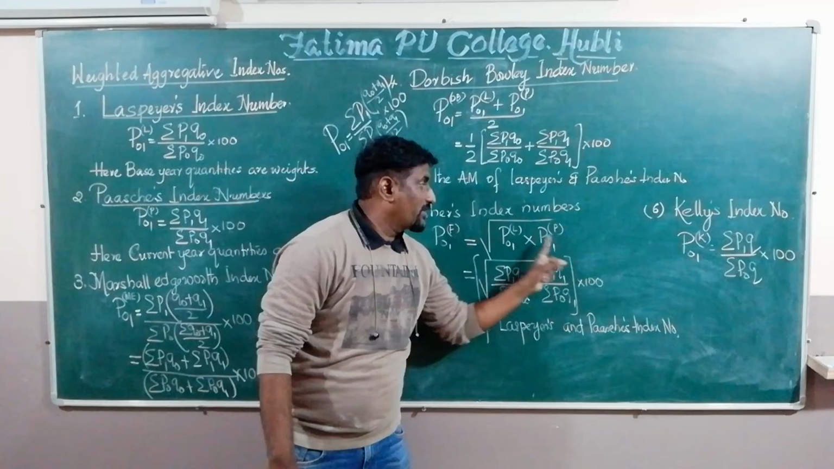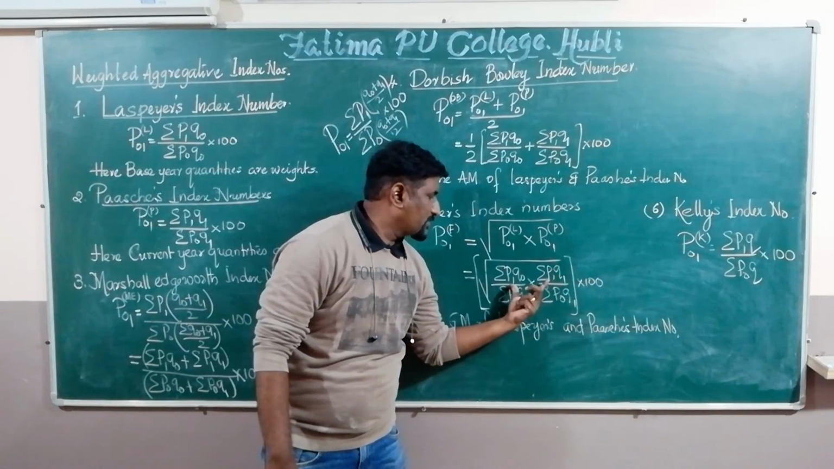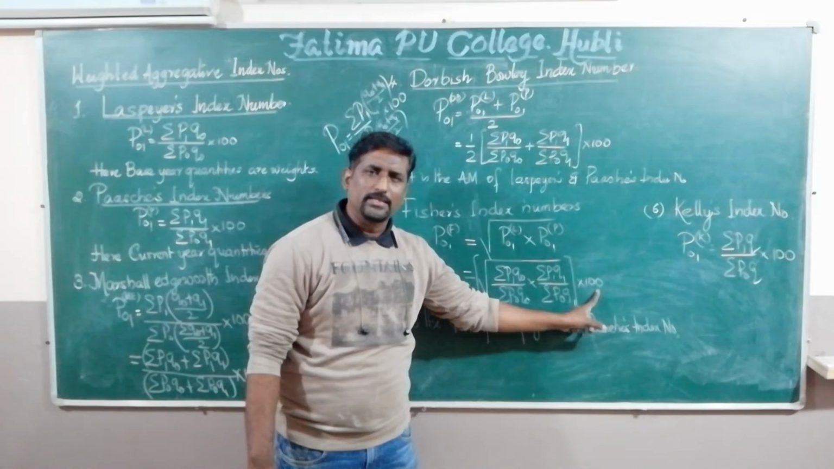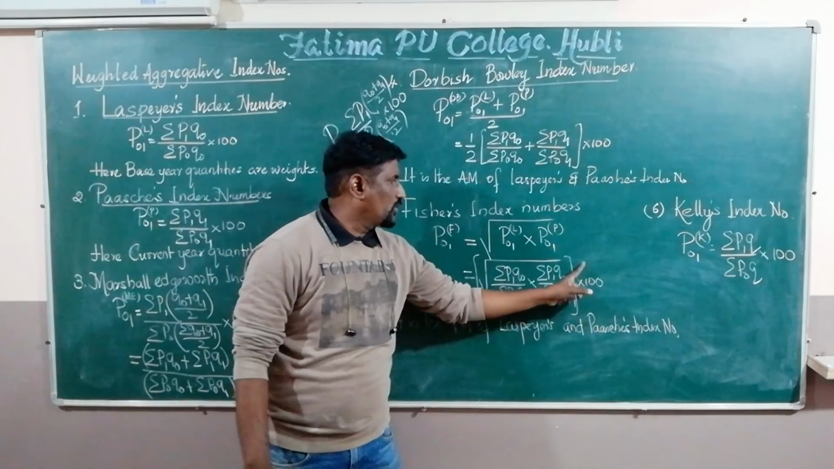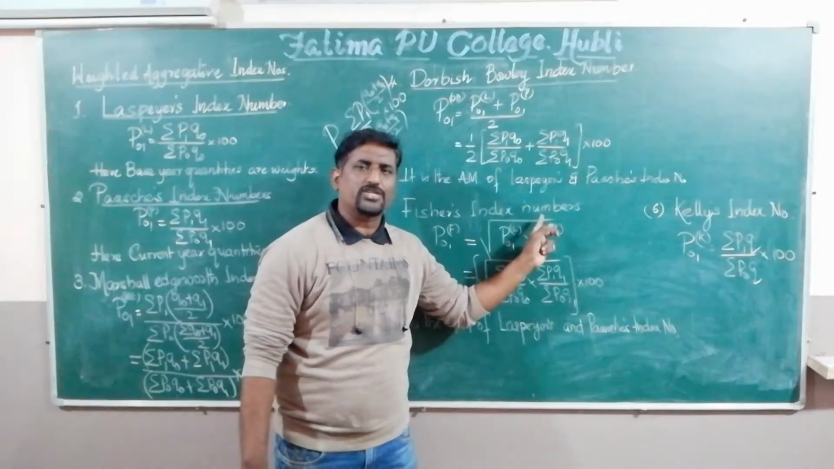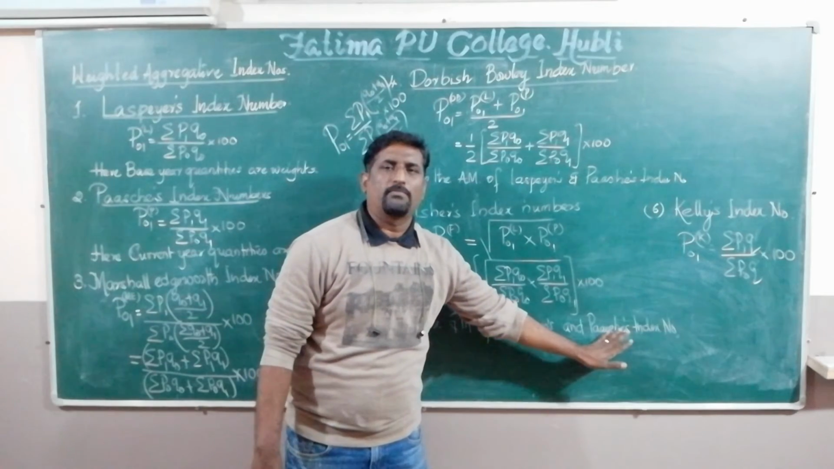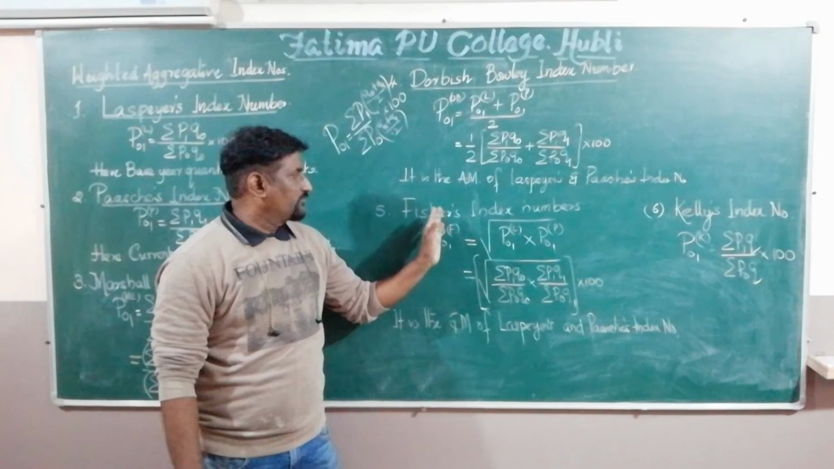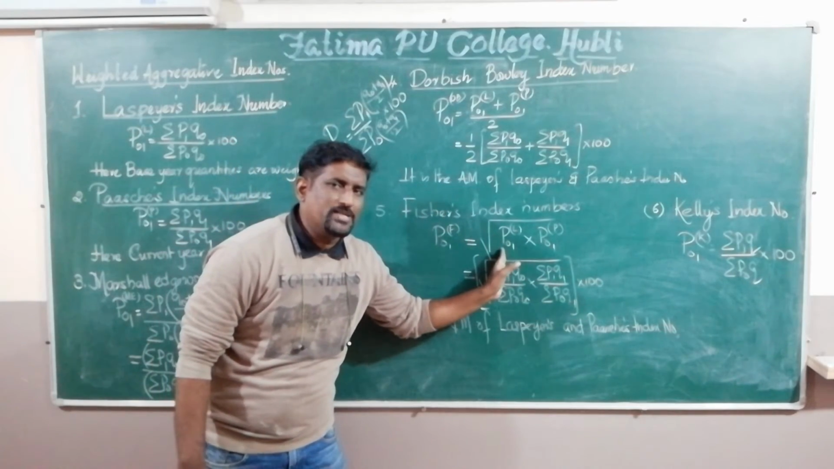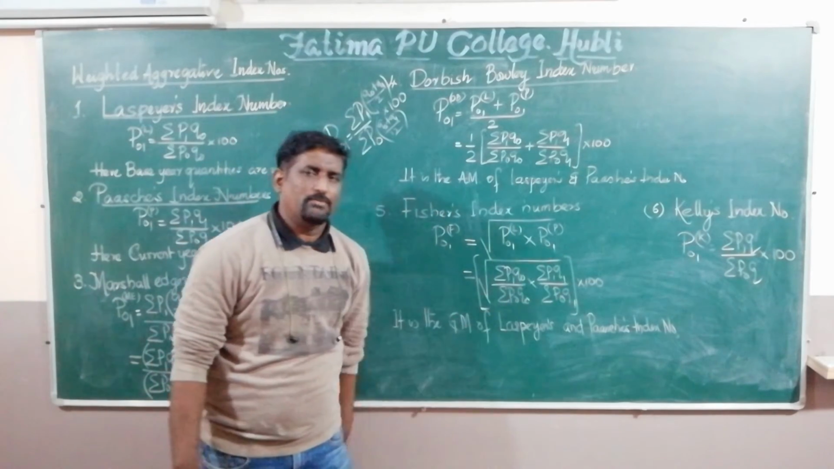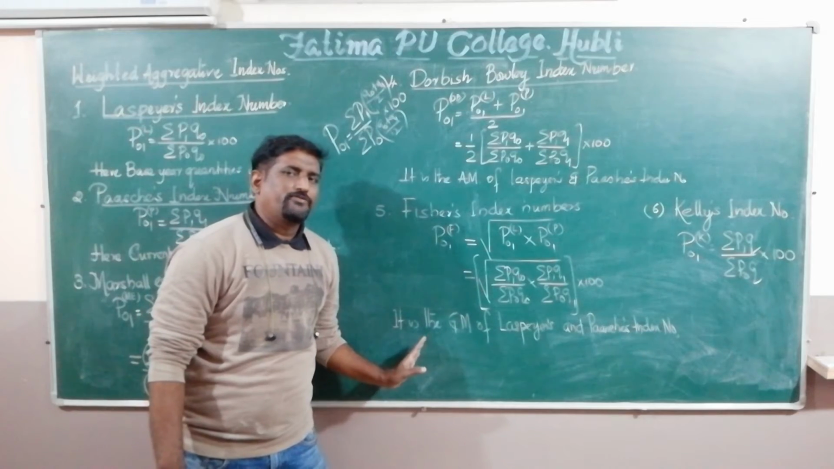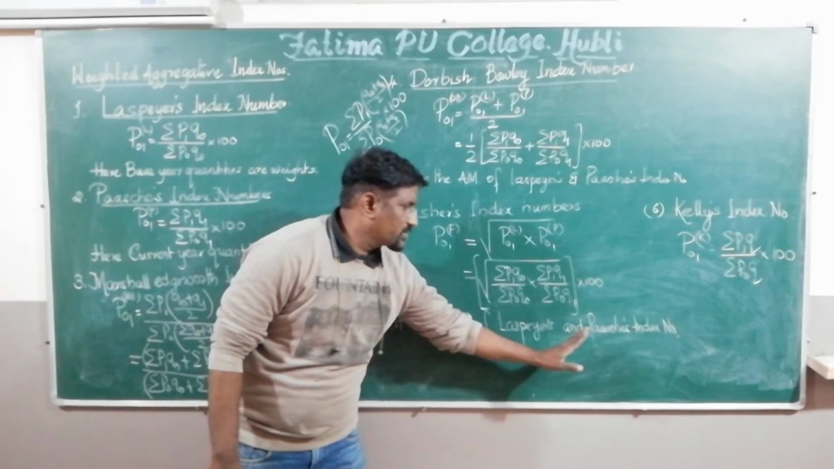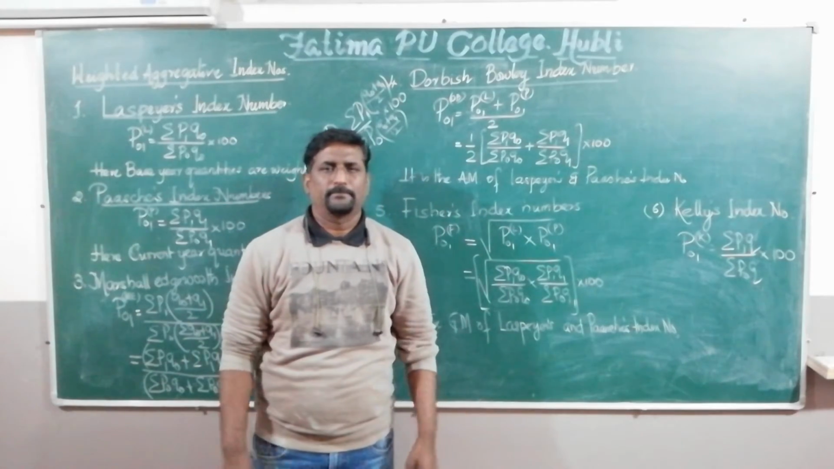Here also we have 100, both we have 100. Let us take one common outside the bracket, and take all under root. This will be called Fisher's index number. Again, one mark question that we come across here is, what is the relationship between Fisher's index number, last year's index number, and past year's index number? The answer is Fisher's index number is the geometric mean of last year's and past year's index number.